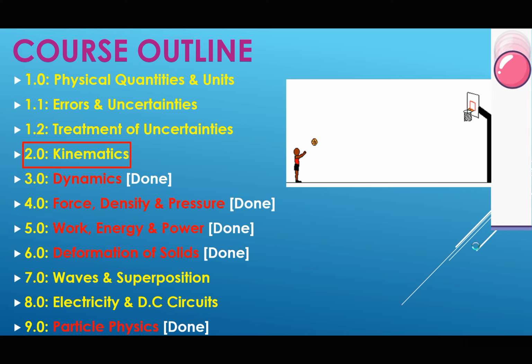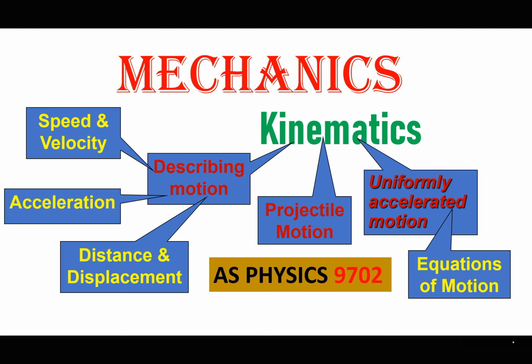So let's go to projectiles. This is going to be lesson 4. In lesson 1, we saw describing motion using words: speed, velocity, acceleration, distance, and displacement. In lesson 2, we described the motion using graphs, that is velocity time graph, distance time graph, displacement time graph, acceleration time graph, speed time graph, etc. In lesson 3, we saw uniformly accelerated motion, which included the equations of motion, or equations of uniformly accelerated motion, or the equations of kinematics.